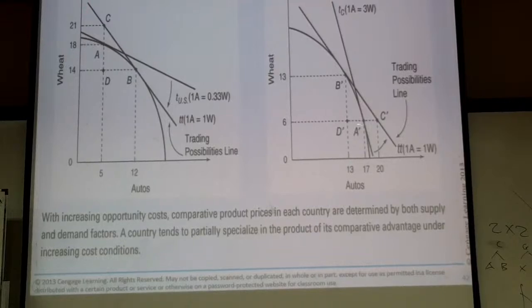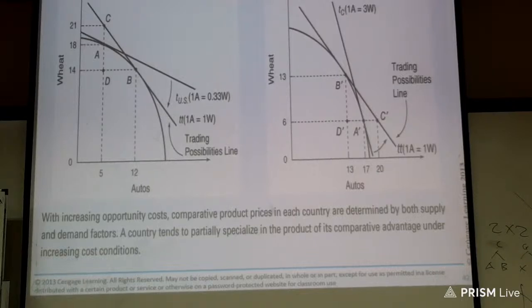In terms of automobile, produce only 13, but consume 20. So 20 minus 13 is 7. So 7 is imported. This is imported from USA. So this is the trade triangle for Canada. Clear? Good, let's move on.